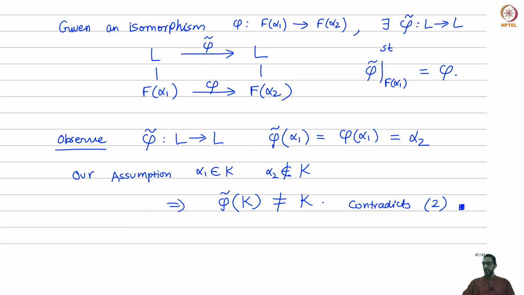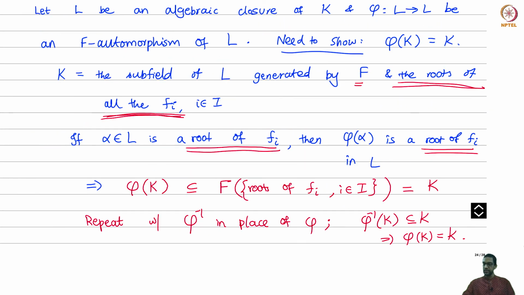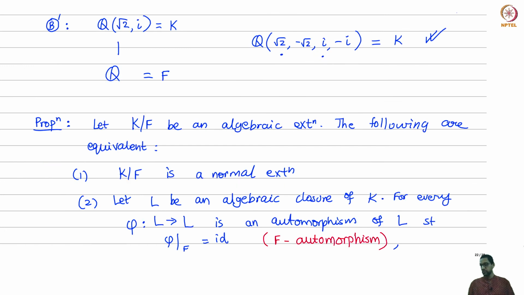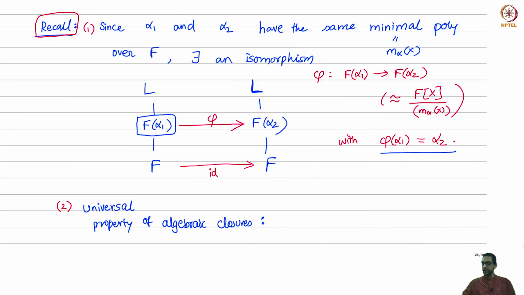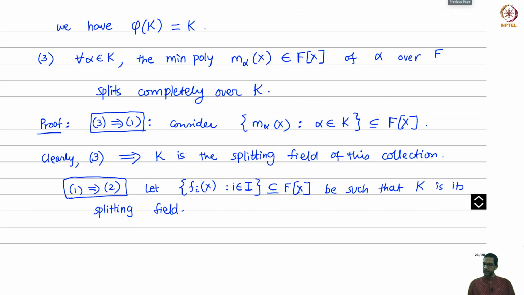So normal extensions can be thought of as splitting fields of collections of polynomials, but in terms of homomorphisms, they are also the extensions with the property that automorphisms of the algebraic closure always leave normal extensions stable. They fix them, for automorphisms which are identity on the base field. One other remark is that this last point is also rather remarkable. It says that if your extension is normal, so it's the splitting field of a collection of polynomials, then every alpha in the field has a minimal polynomial which also splits completely. Alpha is of course one root of its minimal polynomial, and what we are saying is that all the roots of that minimal polynomial must belong to the field K.